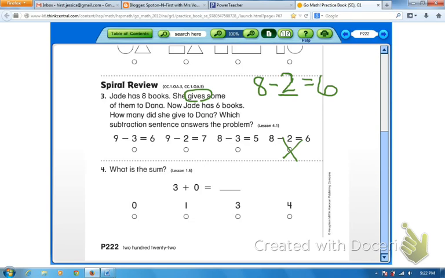And number 4, what is the sum? Sum is our answer for addition, so 3 plus 0 would be 3.